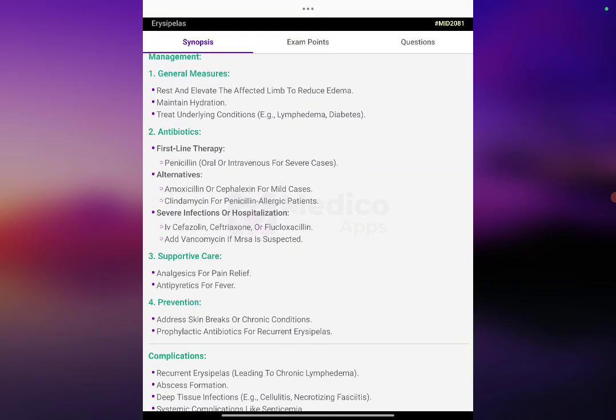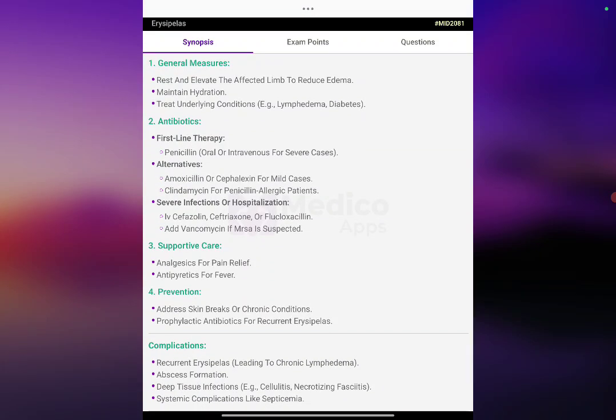Management. General measures: rest and elevate the affected limb to reduce edema, maintain hydration, and treat the underlying conditions, such as lymphedema and diabetes. Antibiotics, first-line therapy: penicillin, oral or intravenous for severe cases. Alternatives: amoxicillin or cephalexin for mild cases.